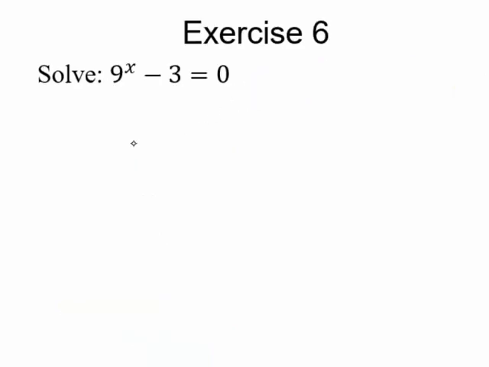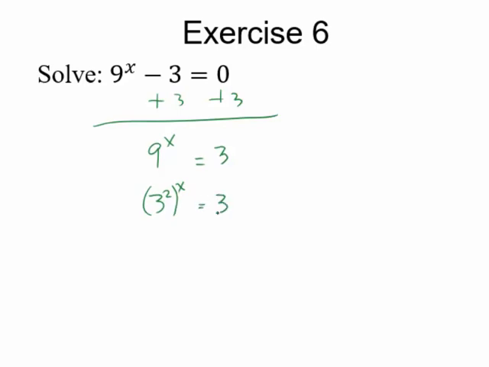All right, so for exercise 6, you're asked to solve 9 to the x is equal to 3. Now, remember we set each side equal to the same base. So our goal here now is to move 3 to the other side. So let's add 3 to both sides. So far we've got 9 to the x is equal to 3. Right, okay, so we need to write 9 in terms of the base 3. So that's going to be 3 squared to the x is equal to 3.